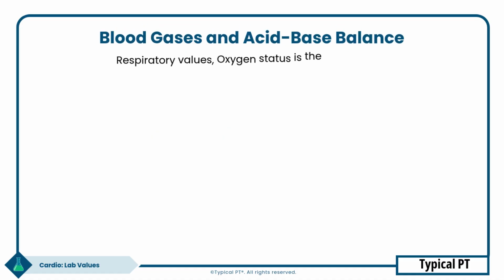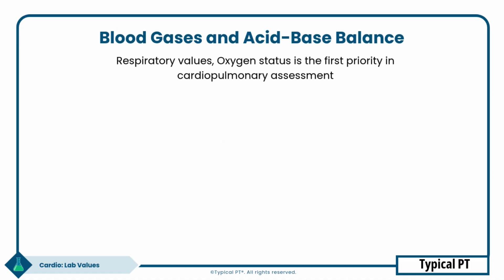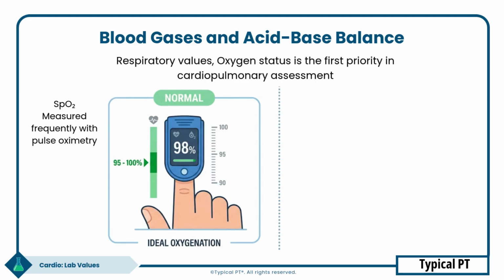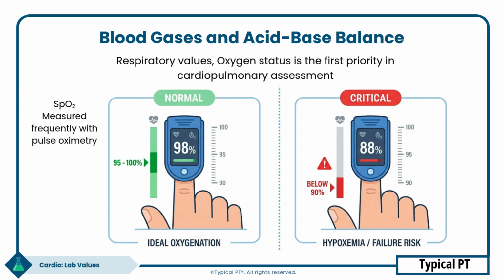We will start with respiratory values, since assessing oxygen status is the first thing you do with a cardiopulmonary patient. SpO2, which you will measure frequently with pulse oximetry, has a normal range of 95 to 100%. Below 90% indicates hypoxemia and possible respiratory failure.